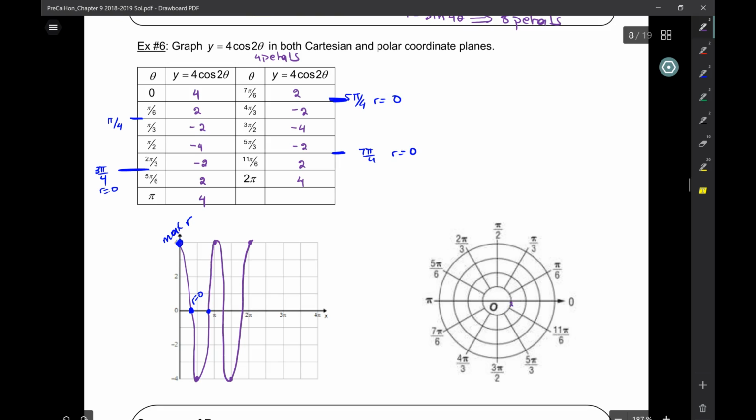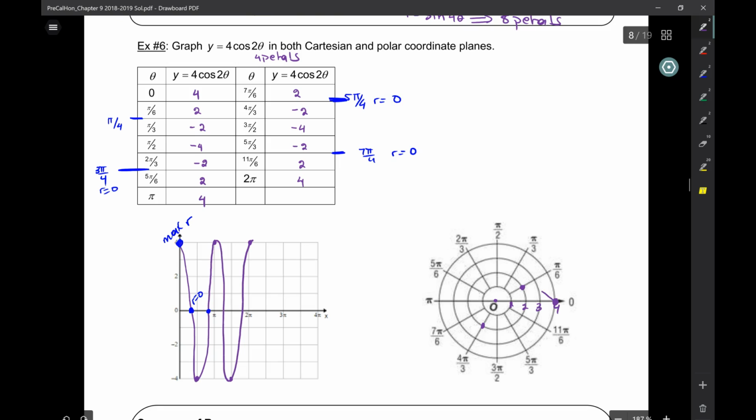You know what I want to do? I want to do 1, 2, 3, 4 here. Okay? So when theta is 0, 4 is here. Right? And then what happens? Where is it at pi over 6? 2. So where is pi over 4? Pi over 4 is here in the middle. At pi over 4, this thing hits 0. Okay? Is that right? Yeah. And then at pi over 3, where is it? It's -2. So where would it be? Not here, but on the opposite side here.